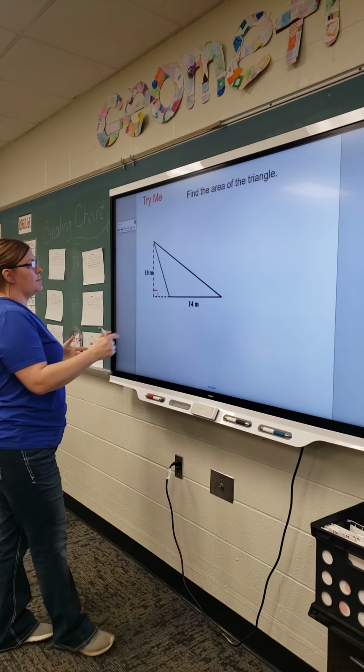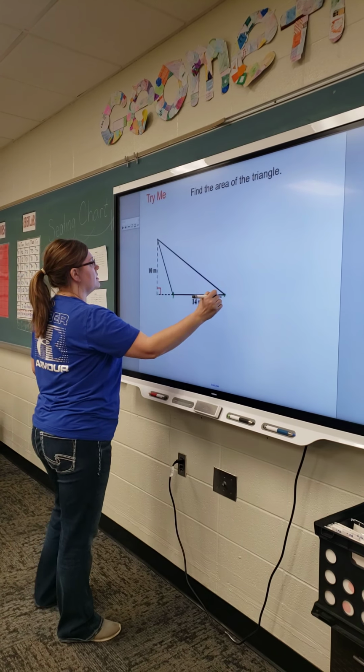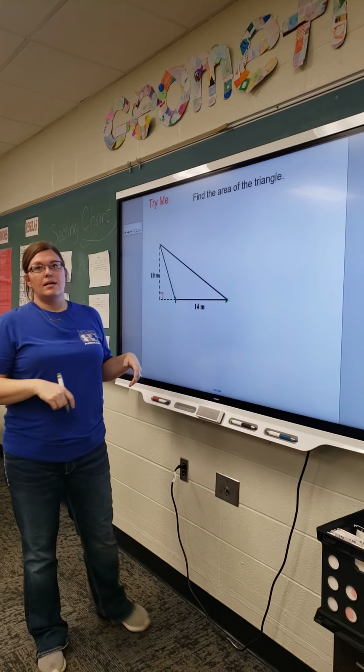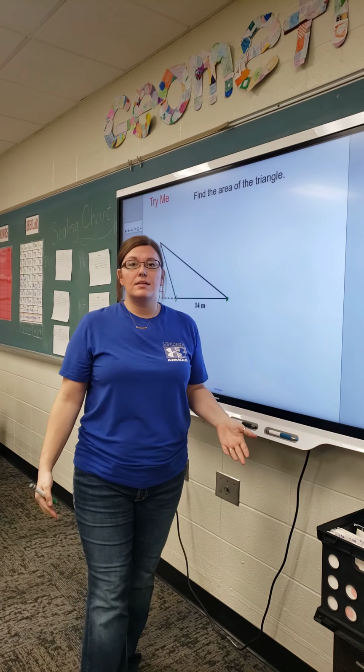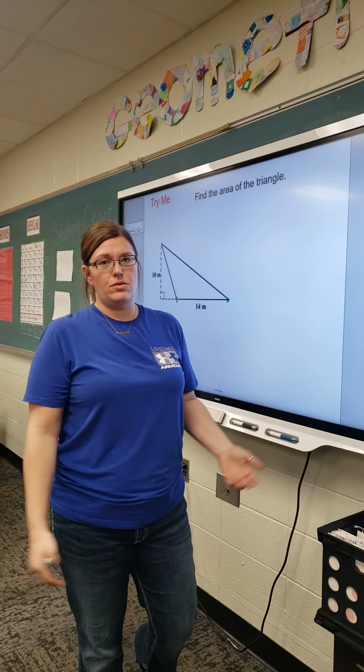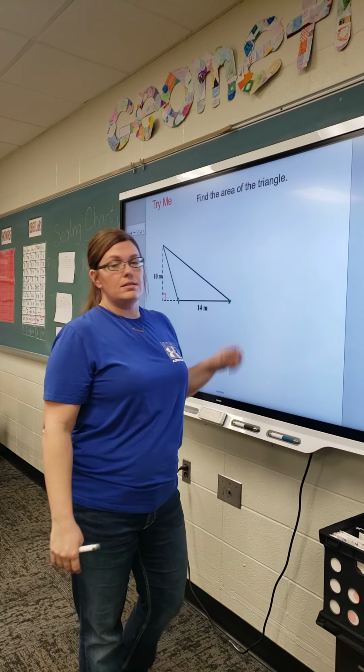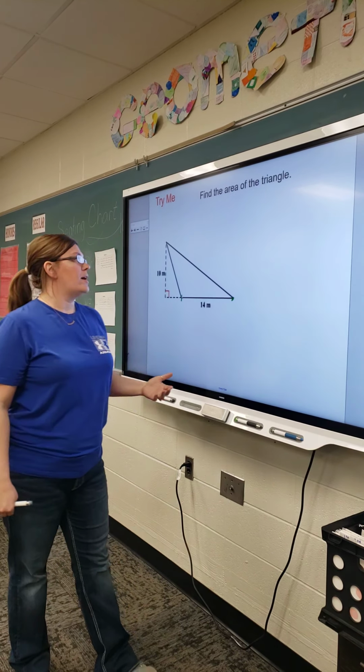This one, kind of the same thing. Your base is 14, your height is 10. 10 times 14 gives you 140. Divide that by 2. Don't forget to divide by 2. That gives you 70. Our units, meters, 70 meters squared.